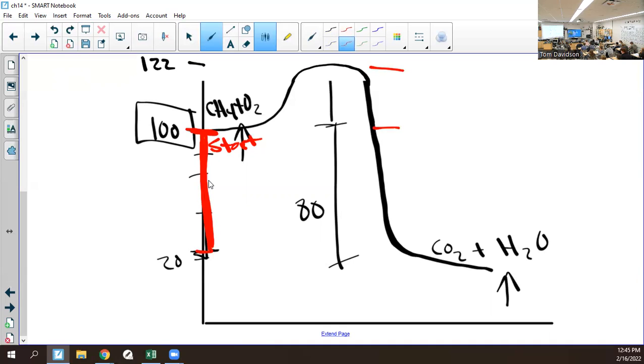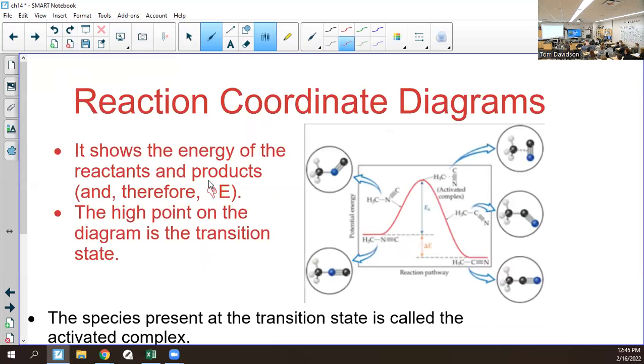Okay, easy enough. You'll have to draw one of these on the test from words. Piece of cake, I hope. All right, this is just going back. Don't stress a ton. It shows the energy of reactants and products over time.